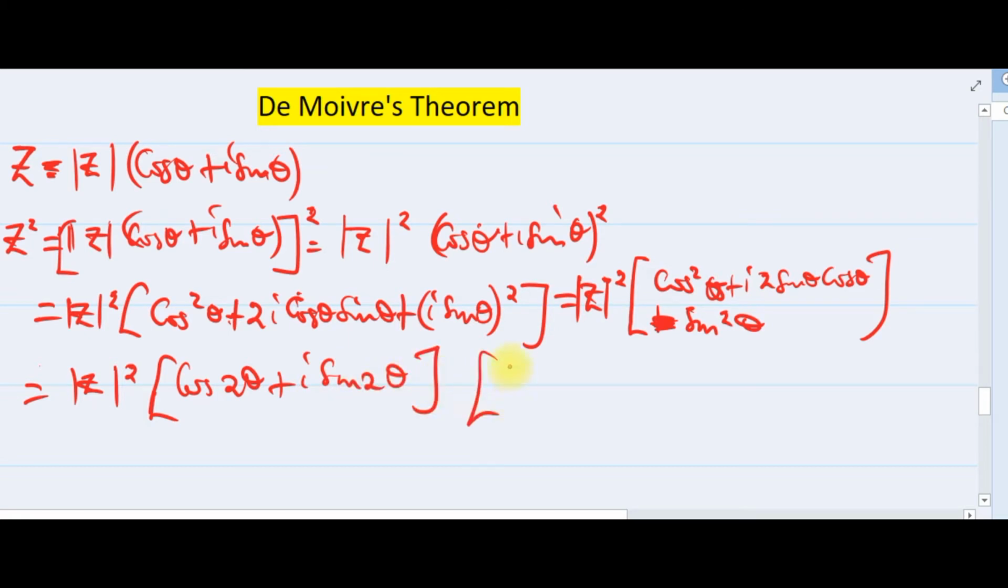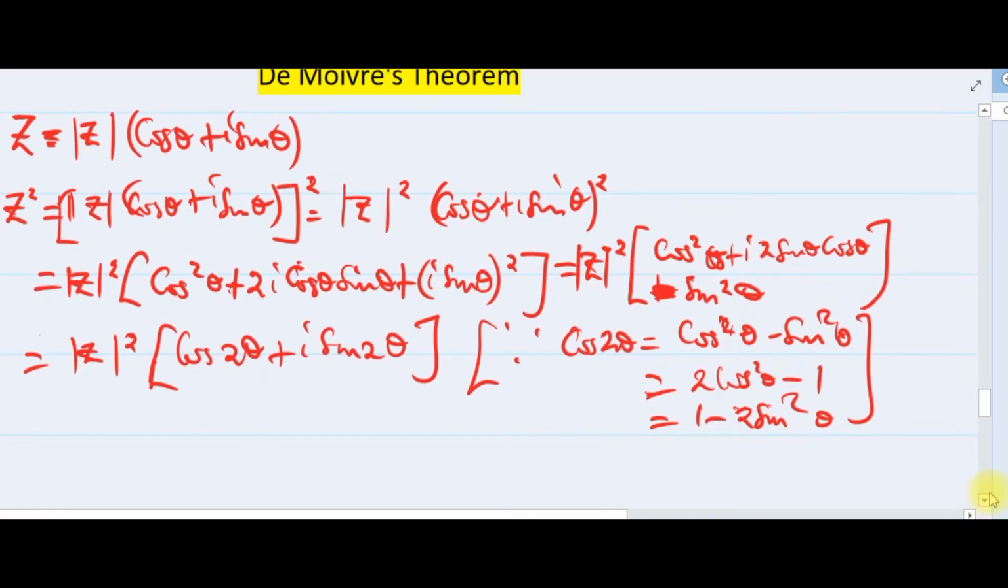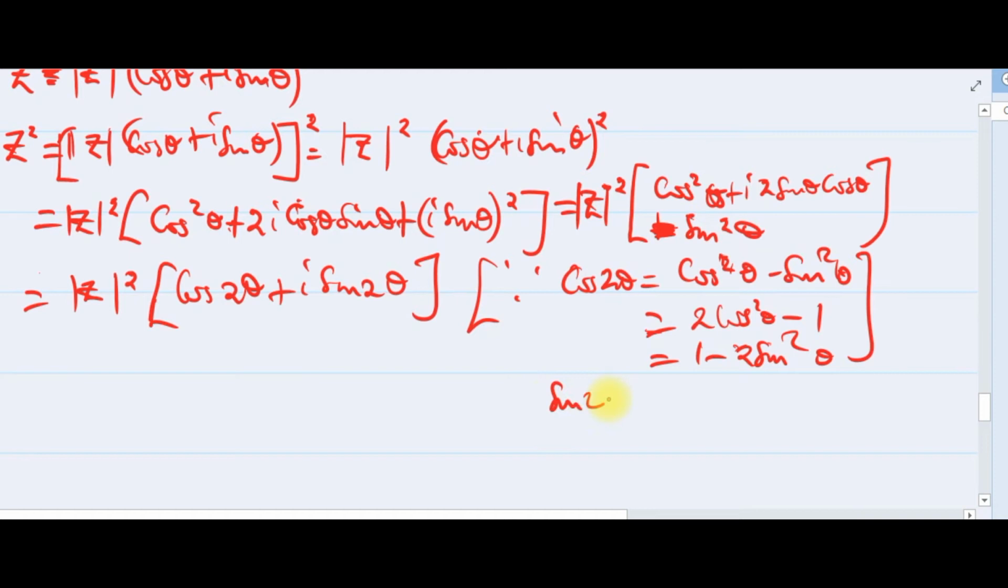If you remember from our trigonometry, cos 2 theta is cos squared minus sine squared. It has three formulas. It is also 2 cos squared minus 1, or 1 minus 2 sine squared. So these are the identities for that. Again, sine 2 theta is 2 sine theta cos theta. So this is our trigonometry. Okay, we are getting something unique here with this z squared.